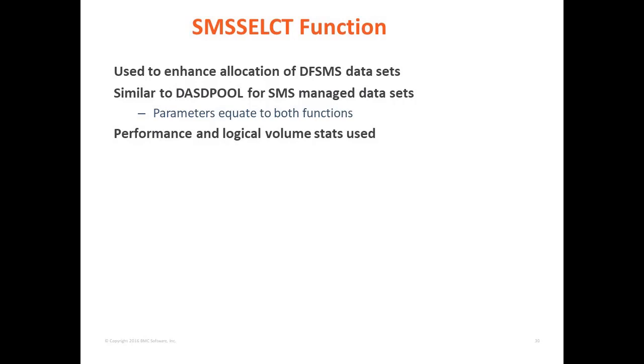The SMSSELCT function is useful to enhance allocation of DF SMS managed datasets. DASD pool has been used for many years to pool non-SMS datasets, and SMSSELCT provides similar allocation benefits in assisting DF SMS to maximize the defined storage groups. Since both functions work in similar fashion, the keywords for use in each function are identical. In addition, just like DASD pool, SMSSELCT can allocate datasets based on performance metrics, along with the logical volume statistics of capacity used.